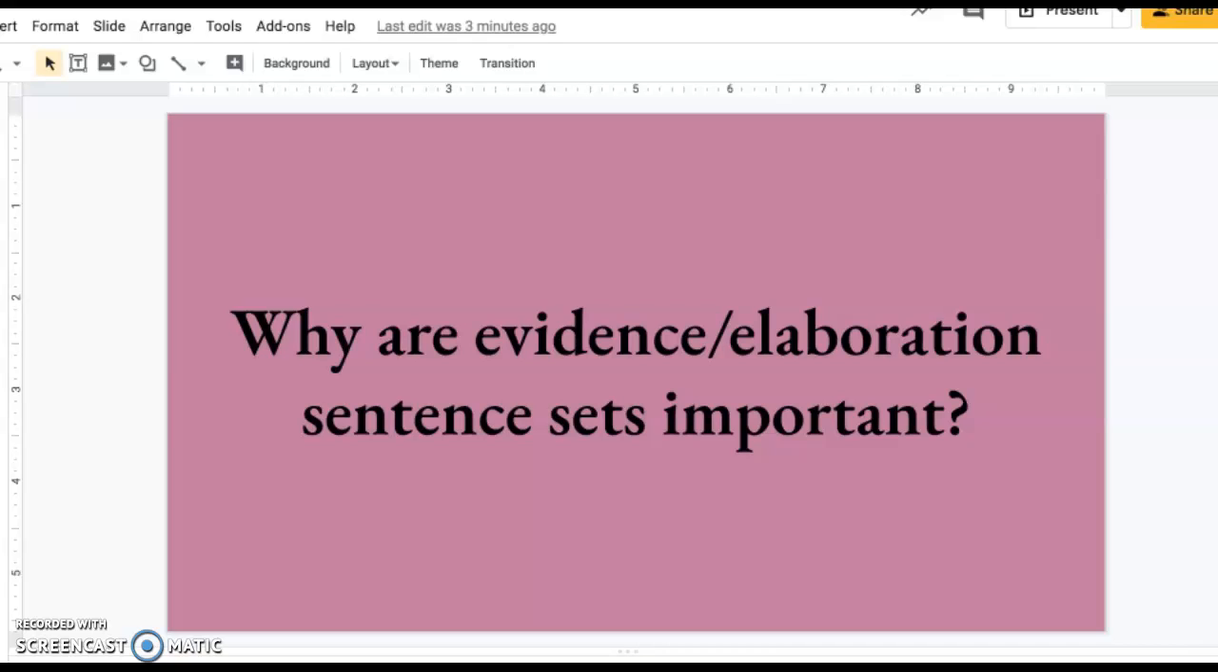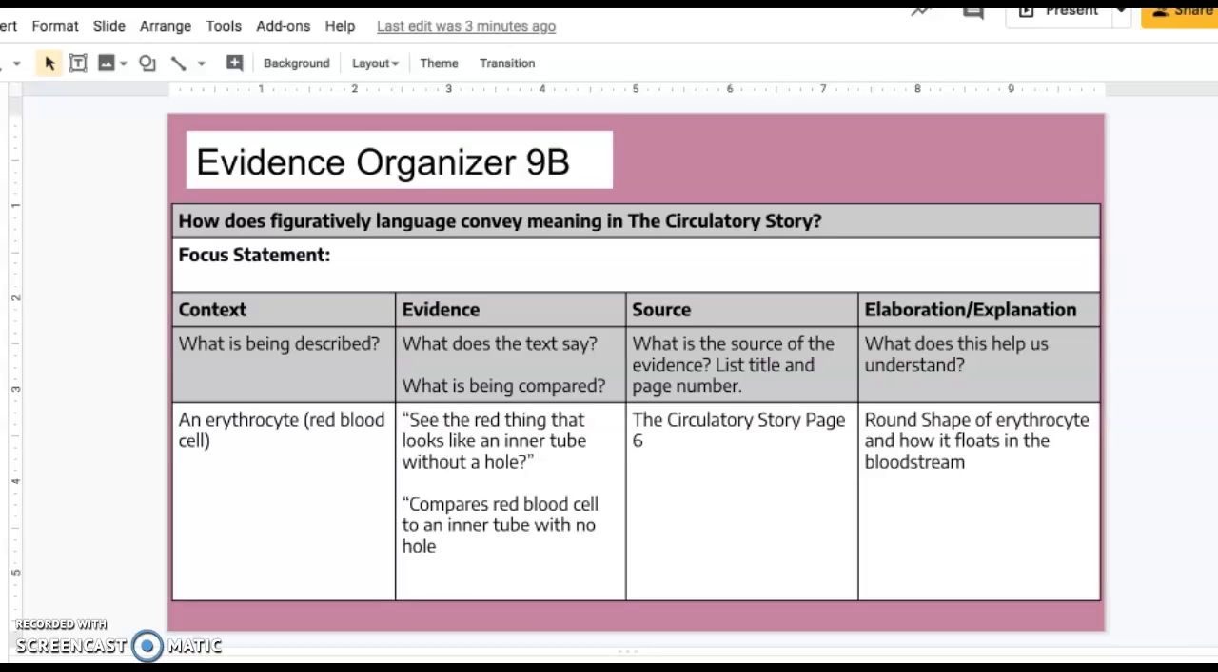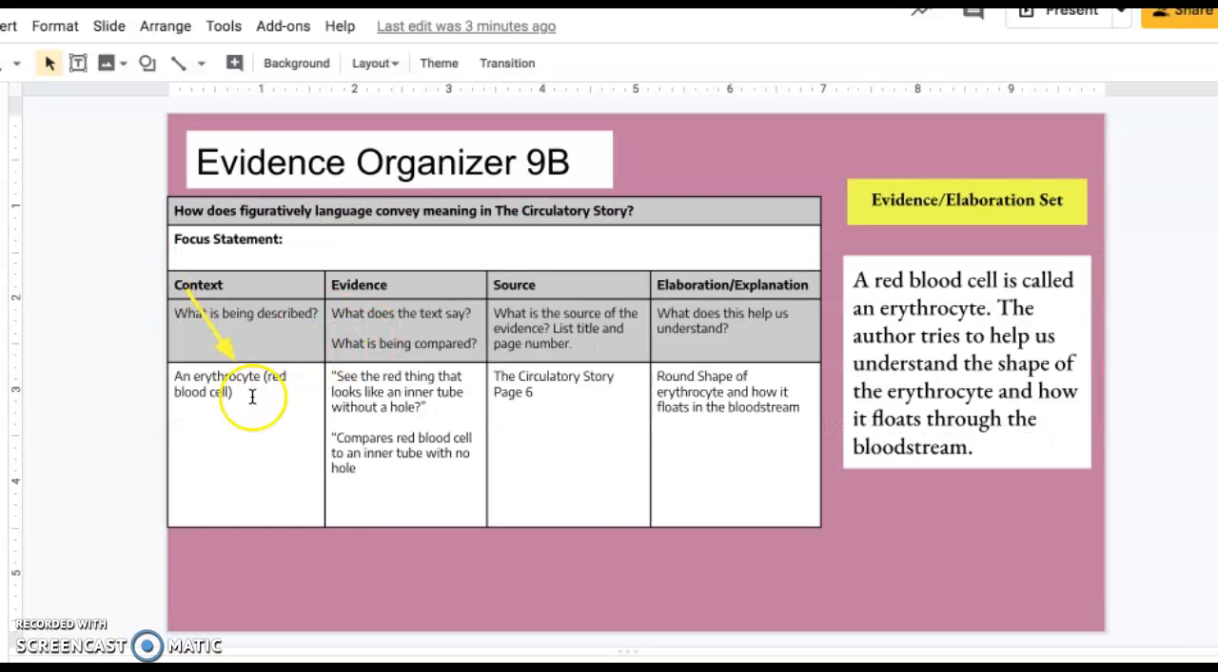All right, let's talk about why evidence and elaboration sentence sets are important. The information that we gathered in this evidence organizer is useful for writing because it shows what we learned from reading the circulatory story. So I'm going to create a group of sentences for the first row of information about the red blood cell using information in my evidence organizer. This is called an evidence elaboration sentence set.